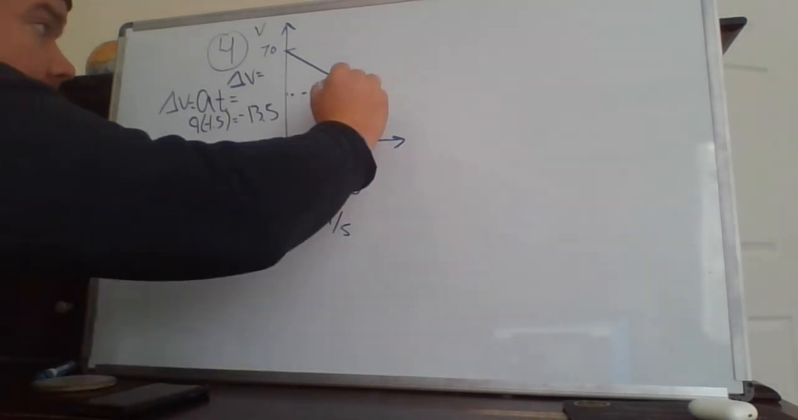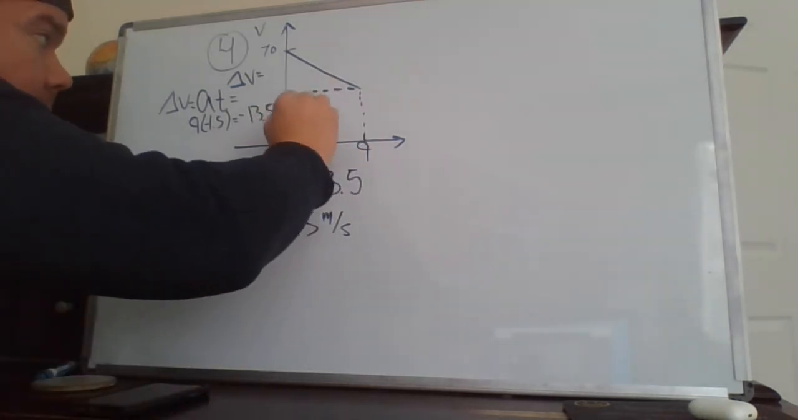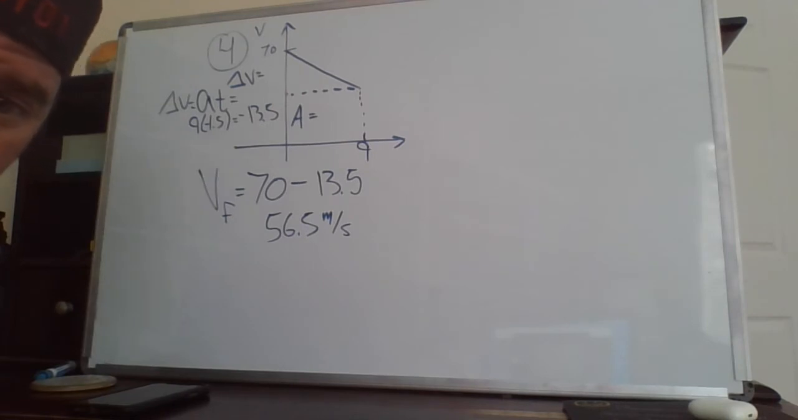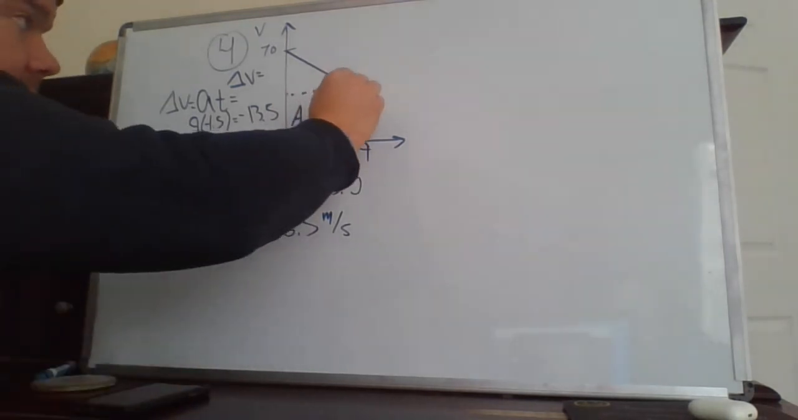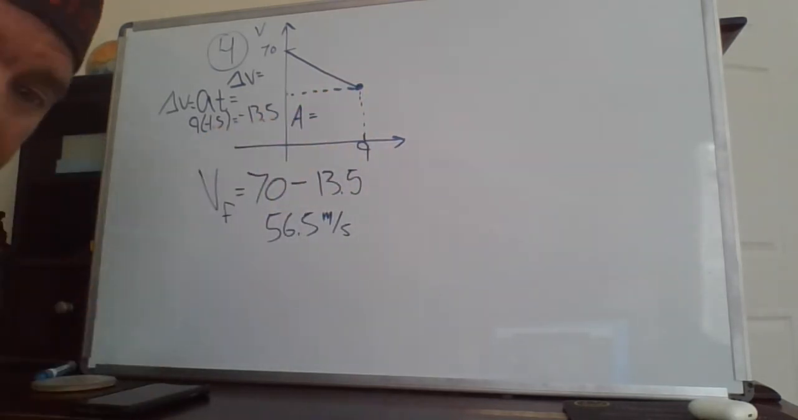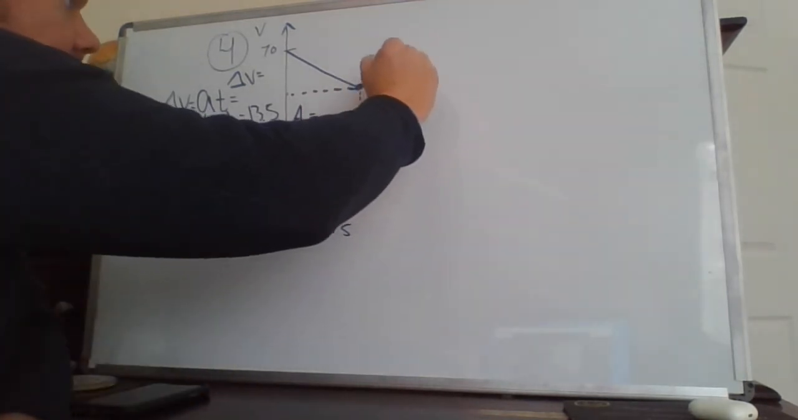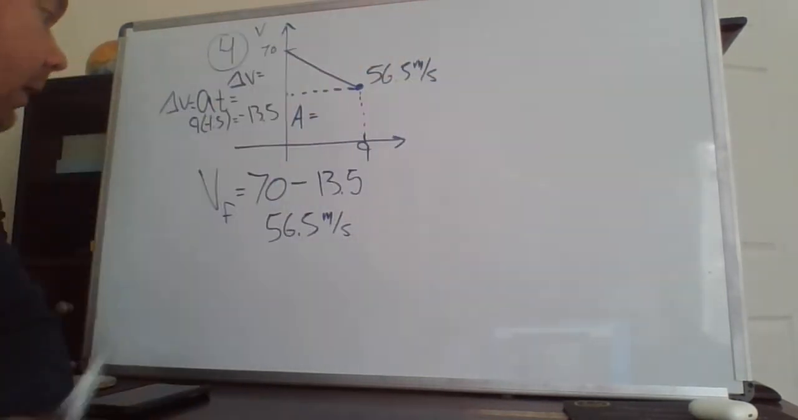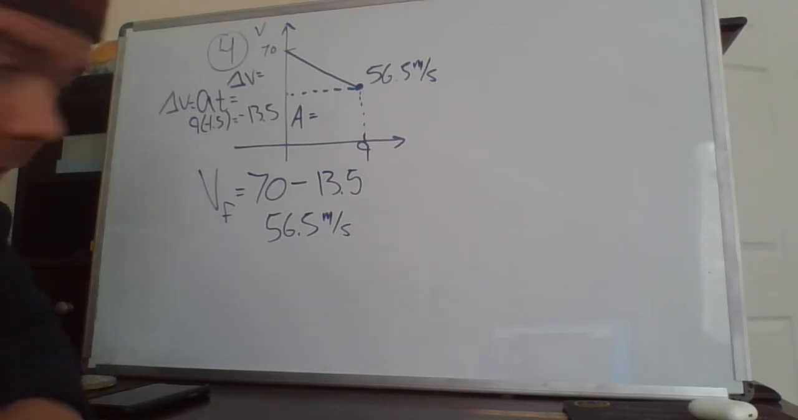Okay, why do we need to know the final velocity? Well, we need to know the final velocity because if we want to know the area underneath this rectangular portion of the graph, I need to know what is the height of the rectangular portion of that graph. And now I know it. It's 56.5 meters per second. All right. Okay, so now where are we? I think we have everything we need to know to get this area.